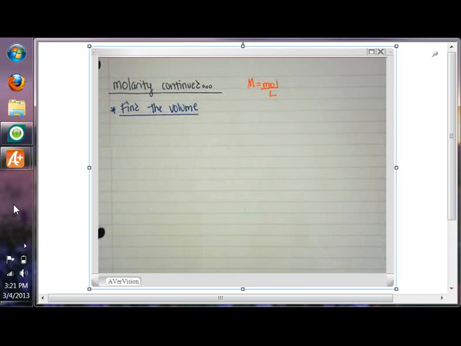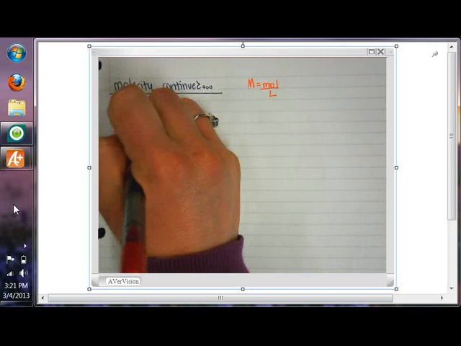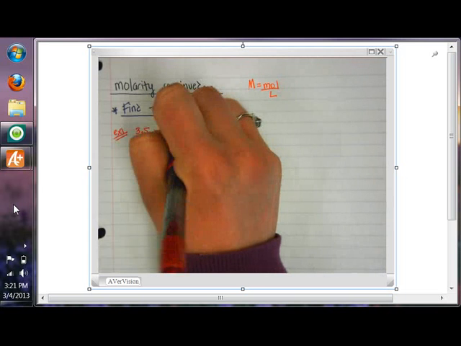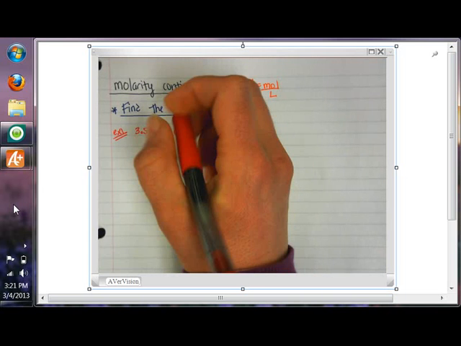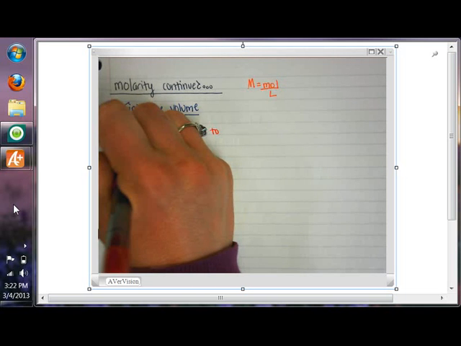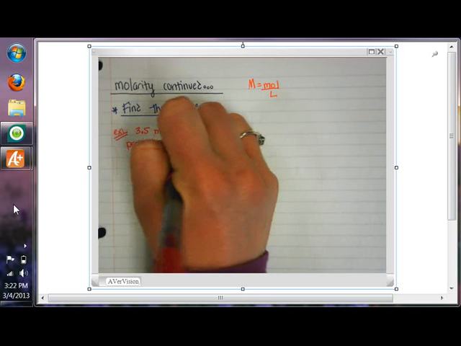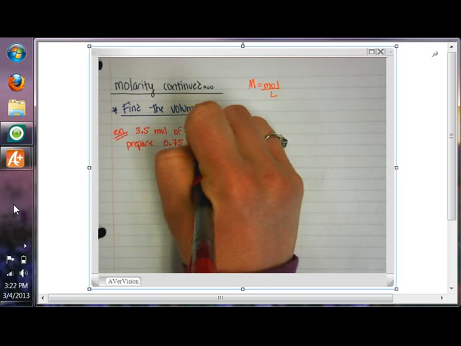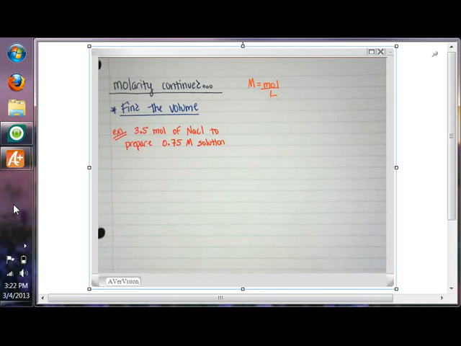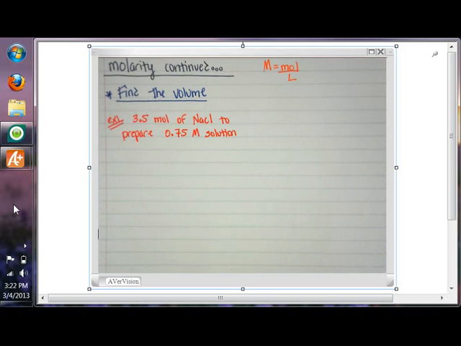And let's do example 1. 3.5 moles of NaCl to prepare 0.75 molar solution. Let me zoom in. So how I attack these problems is like so.